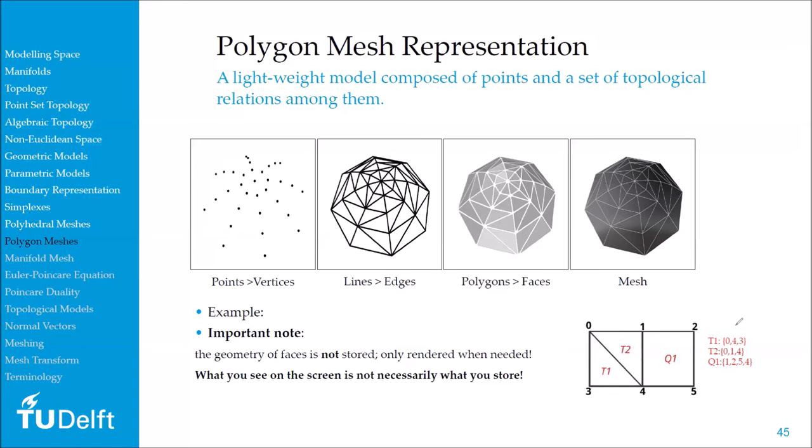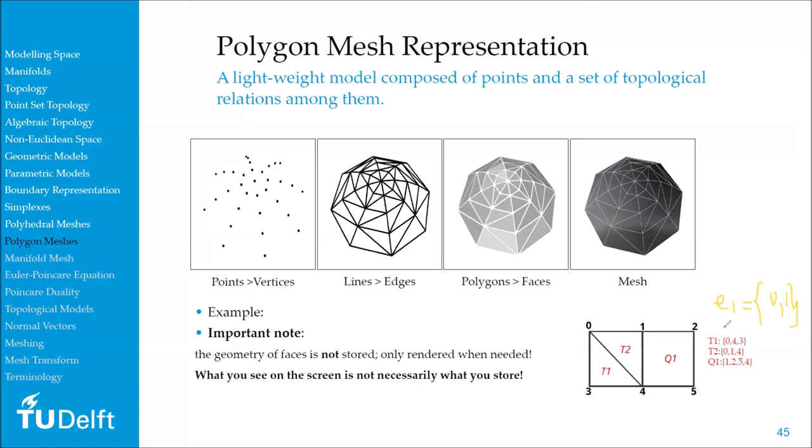Anybody? Maybe as E1 and then 2 points. So you have E1, T1. Can be, yeah, 0, 1. 0, 4. Yeah. Exactly. Right?